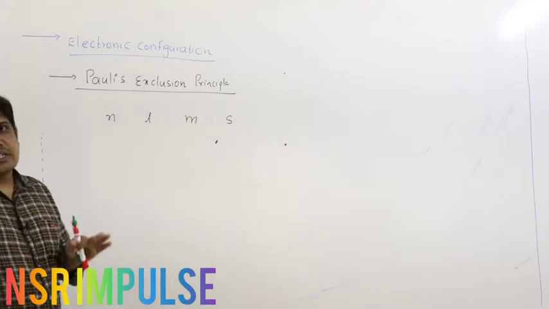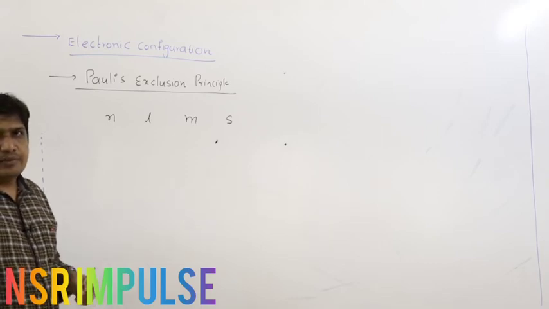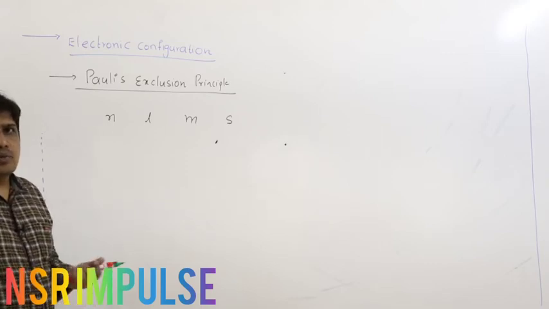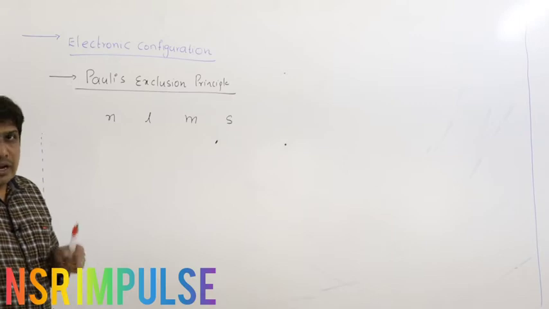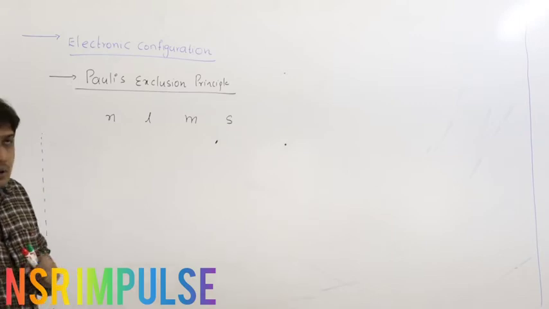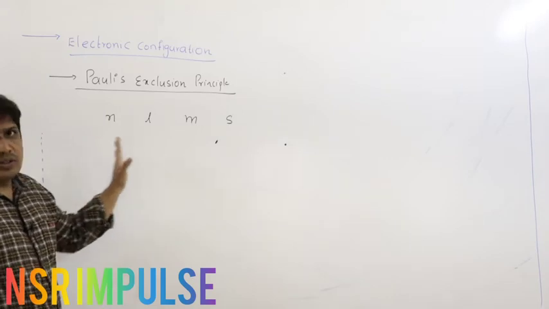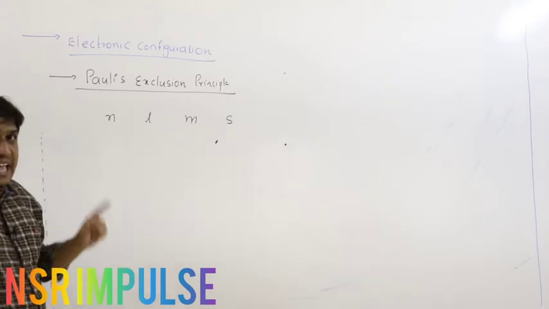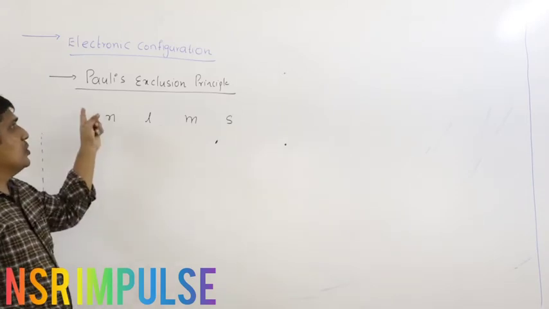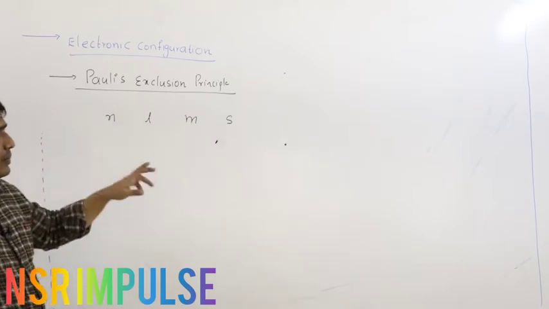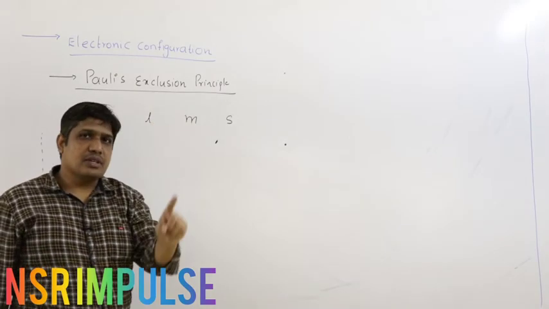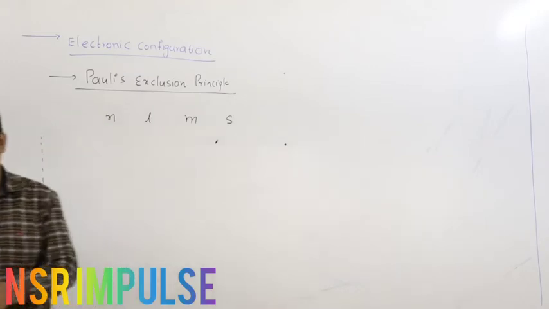No two electrons in an atom. Take any atom containing two or more electrons. There will be no two electrons which have the same values for all the four quantum numbers in an atom. This is called Pauli's exclusion principle. Remember, at least the spin quantum number must be different.